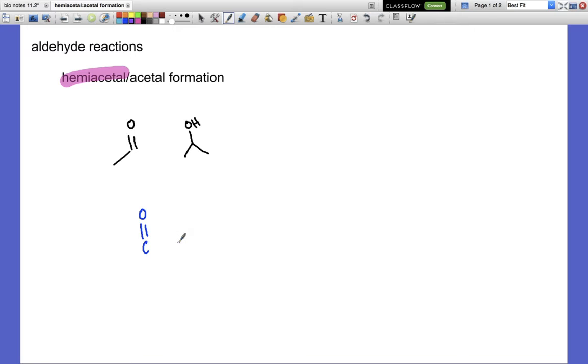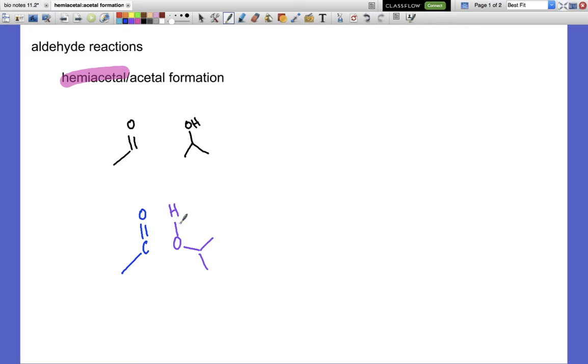And I have this hydroxyl group, that OH, for an alcohol. Again, the alcohol has something hanging off of it. There's this isopropyl group, that R group, right? Whereas the aldehyde in this case has one more carbon, a methyl group hanging off of it, right? But I'm reacting these two groups together. I'm reacting this carbonyl group, the carbon double bond to oxygen, and this OH, that hydroxyl group for my alcohol.